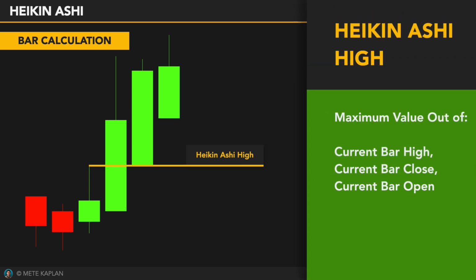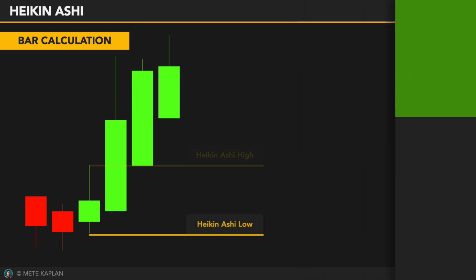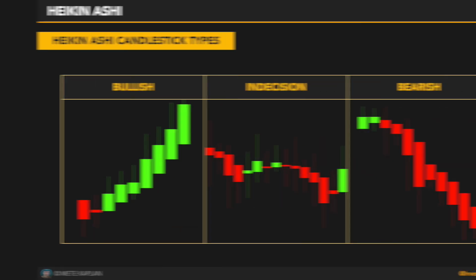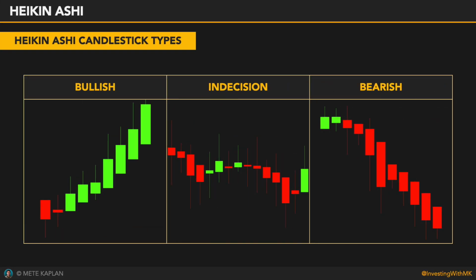High is calculated by taking the open, close, and high of the current period and choosing the maximum out of 3. Low is calculated by taking the open, close, and low of the current period and choosing the minimum out of 3. I know it's madness, but just focus on strong trend detection features. Now, let's learn how to read HEIKIN ASHI charts and understand trends.